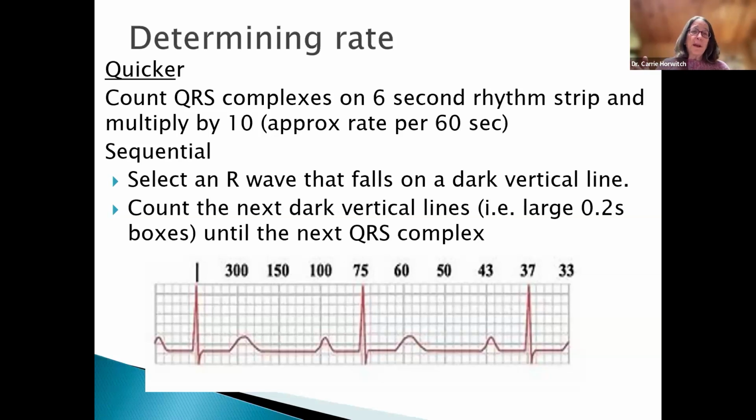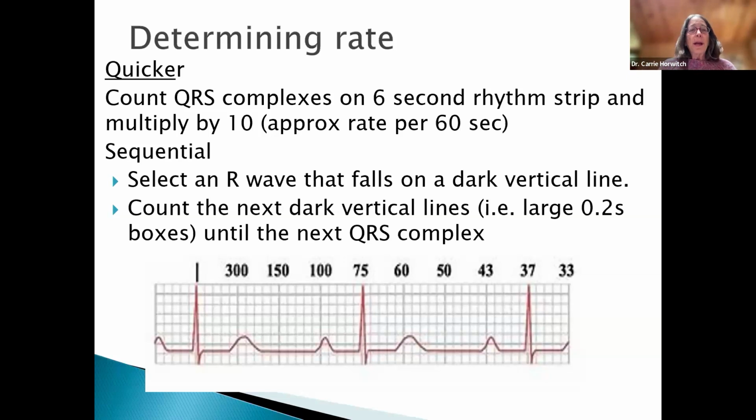And then you just multiply the QRS count by 10. So let's say I were looking at this strip below, and let's say that's a 6-second strip, I have 3 QRSs. If I multiply that by 10, that would be a heart rate of 30, which is slow.